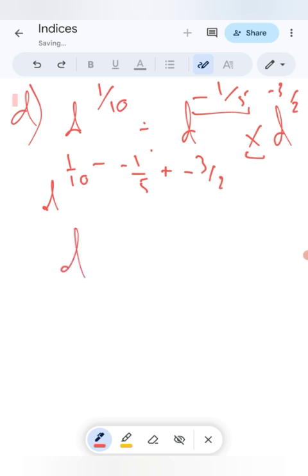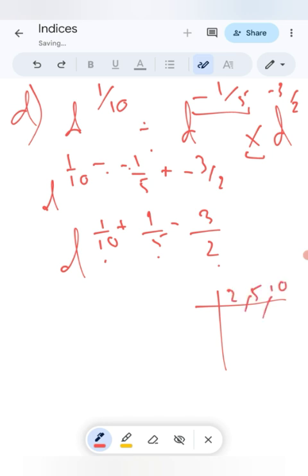Okay, now D, 1 upon 10 minus minus means a plus, and 1 upon 5 as it is here. Now plus minus means a minus, 3 upon 2. Fine. 10, 5 and 2. The LCM is your 10. If you don't know that, do it over here as your LCM. 2 ones are 2. 5 comes as it is. 2 5s are 10. 5 ones are 5. Here 1 keeps going. So 5 2s are 10. Okay.